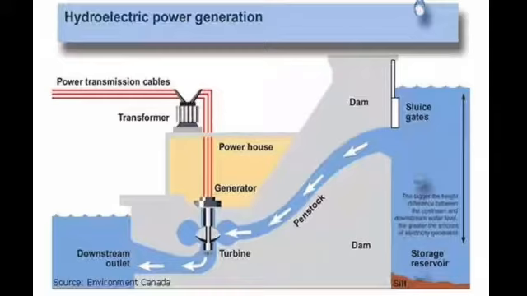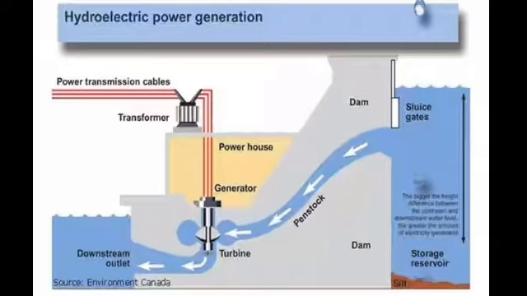Here is a pictorial representation of hydroelectric power generation. So here the water is stored at some higher level with the help of a dam, and then the potential energy stored in the water is allowed to be converted into kinetic energy by allowing the water to flow through small pipes or channels.